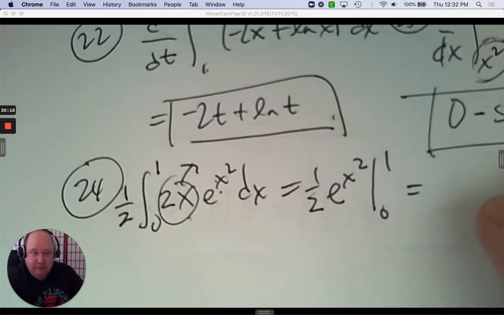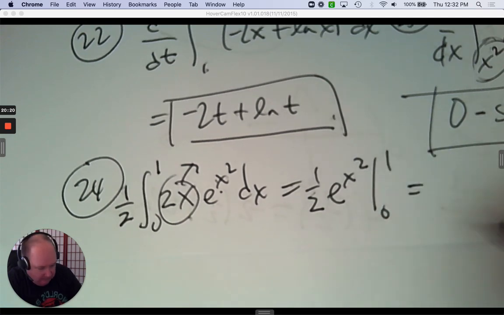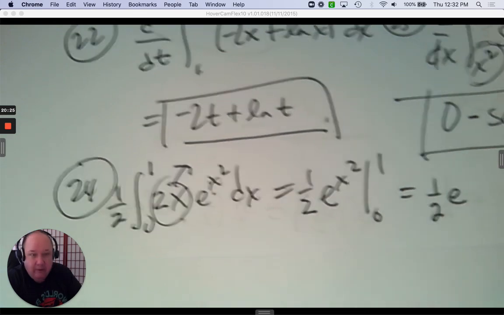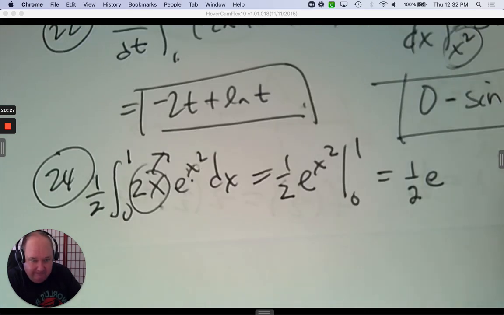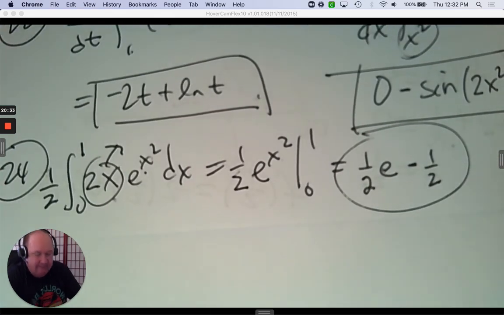And then the bounds, or the limits, go from 0 to 1. We plug in the upper limit first. So 1 squared, that's just 1/2 e. Subtract. Plug in 0. e to the 0 is 1, so it's just 1/2 e subtract a half. And you know what? We're done.